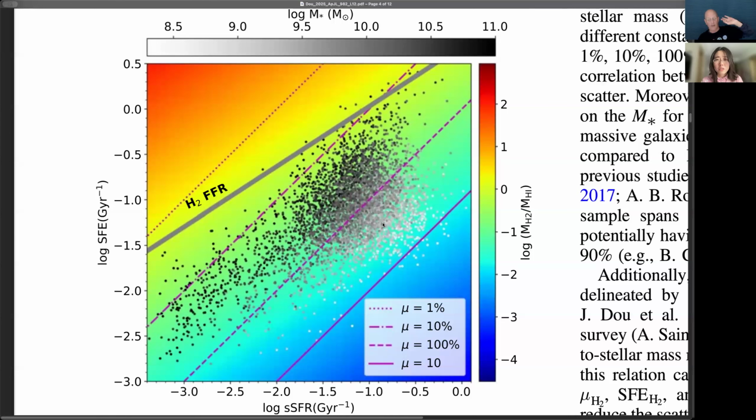And we can also see that there are very few galaxies above this gray thick line. In these regions, it means that there is more H2 gas than H1 gas. So the depletion time scale is very short. The star formation efficiency is very high, which means that it will quickly deplete its gas. So this state must be unstable and unsustainable. So it also explains why there are very few galaxies lying above this line.